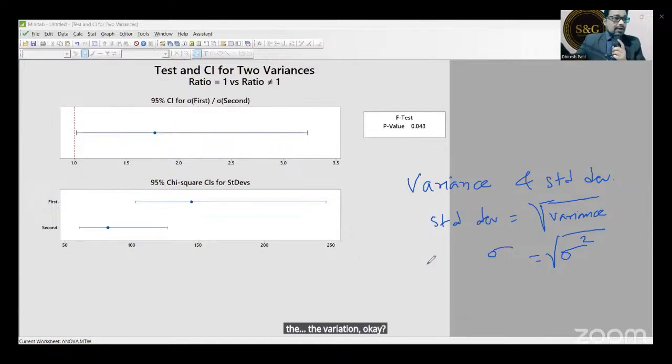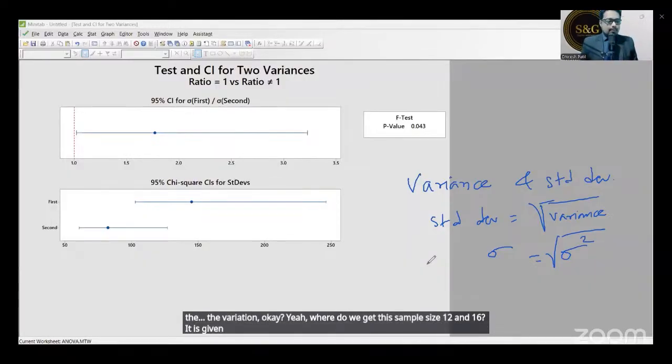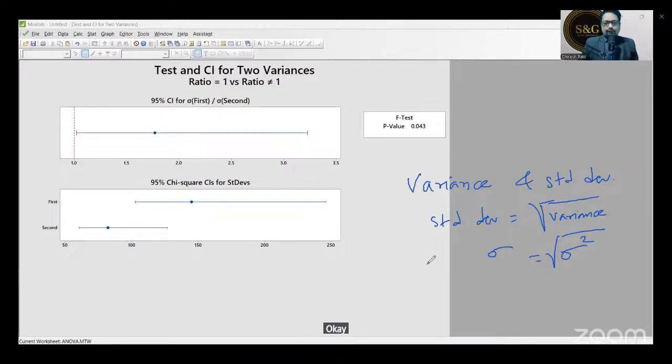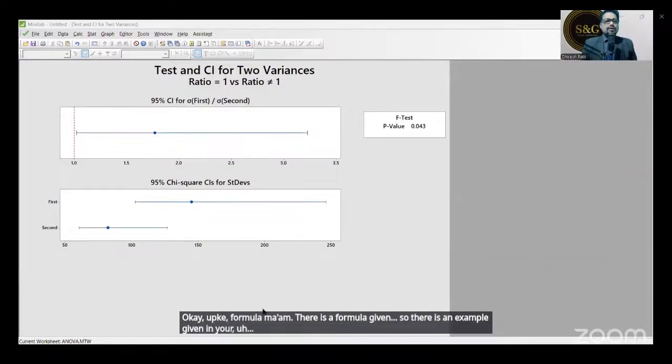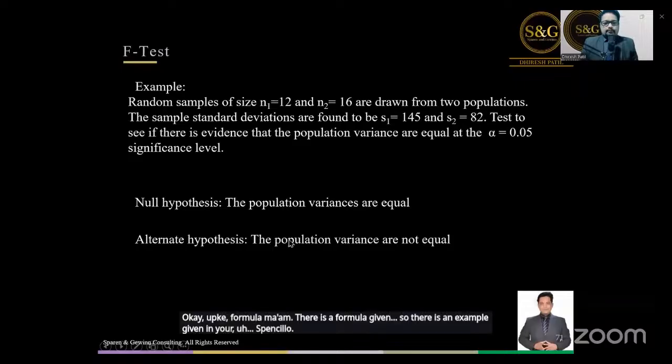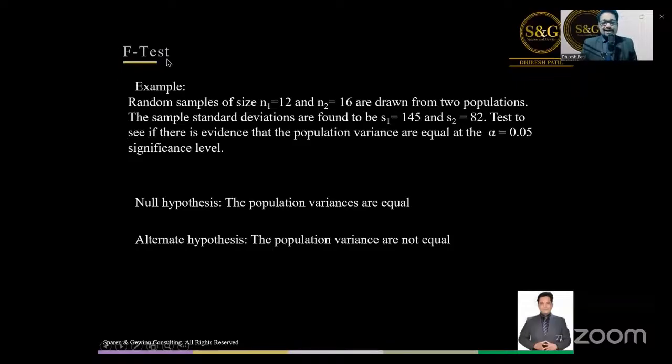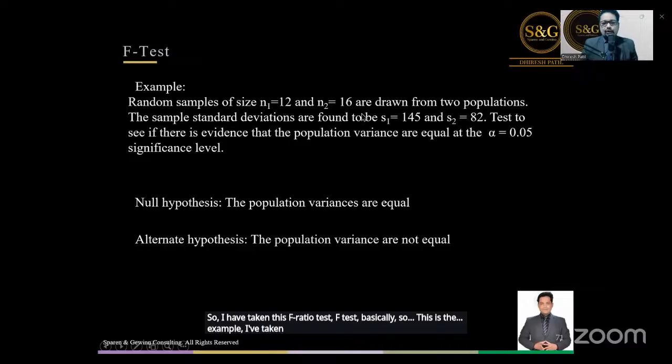Okay. Yeah. Where do we get this sample size 12 and 16? It is given in one of your examples. Okay. I will show you in your formula. There is a formula given. So there is an example given in your file. We'll see here. So I have taken this F ratio test, F test basically. So this is the example I have taken. N1 is equal to 12, N2 is equal to 16. Okay.